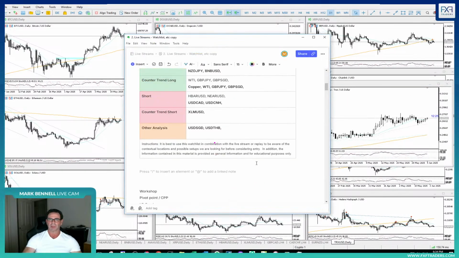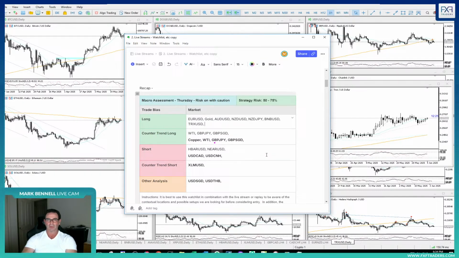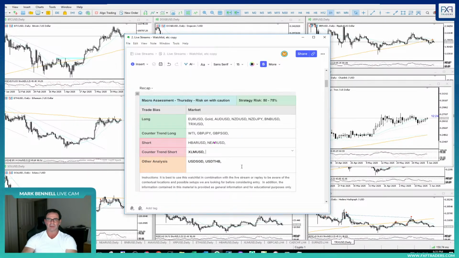So let's see what we get. So, yeah, a couple of good trades. Just be careful with the news. Remember I said keep your risk a little bit lower, perhaps this week. So, trade safe, folks.